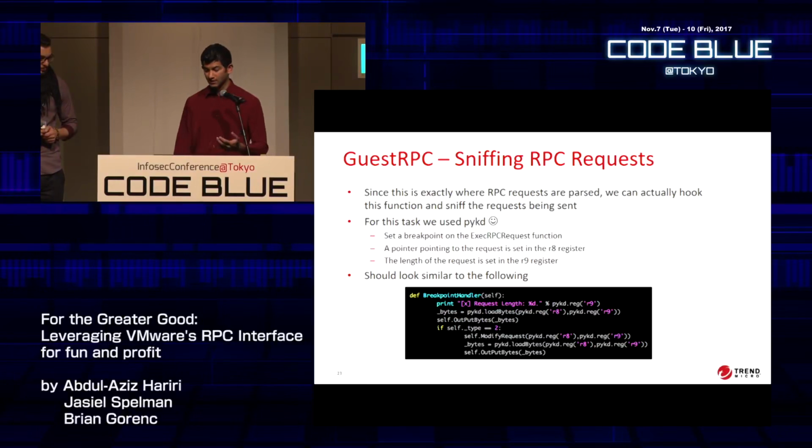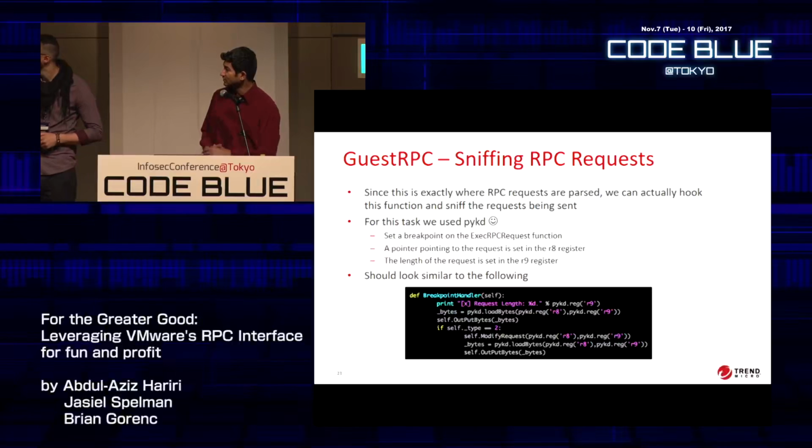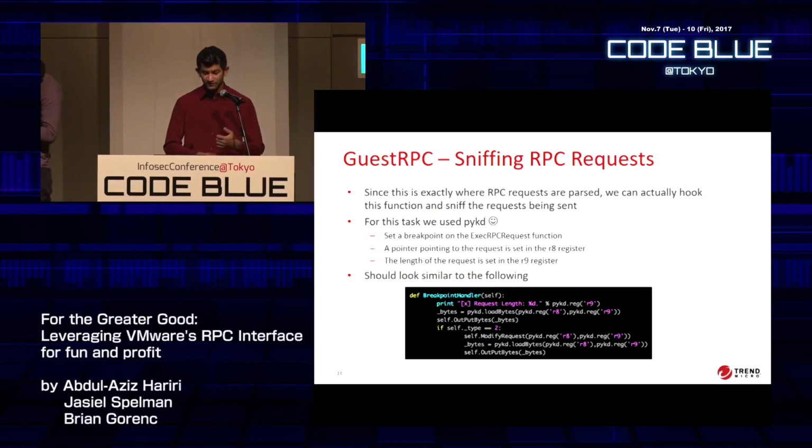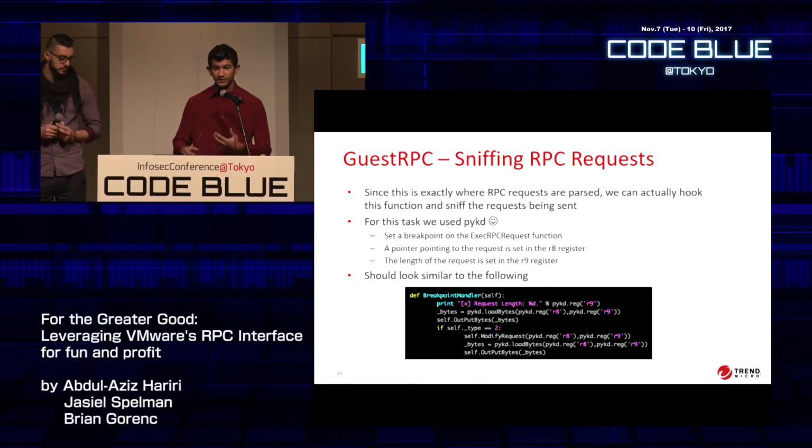Then we can look at the R8 register because a pointer to our request is there, and the length of the request is in the R9 register. It may be hard to see in the back, but the second line of this Python is assigning underscore bytes by calling PyKD's load bytes function. It takes whatever data is being pointed to by R8 and reads R9's worth of bytes into that. Then it's just printing it out.